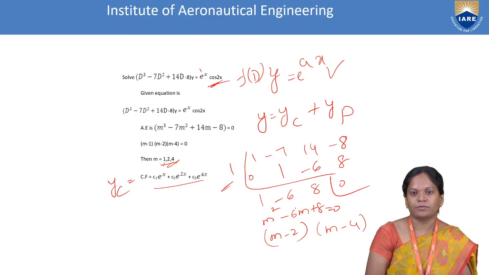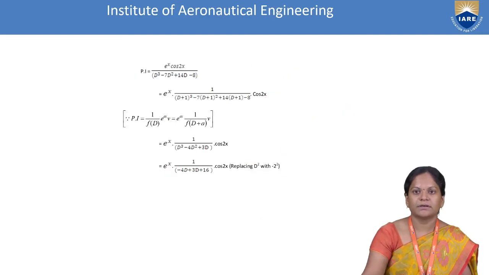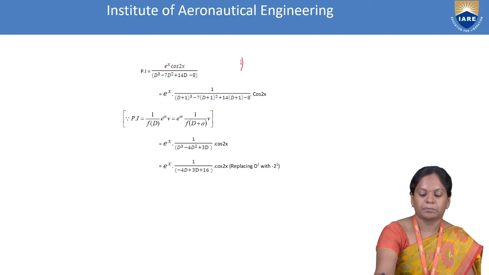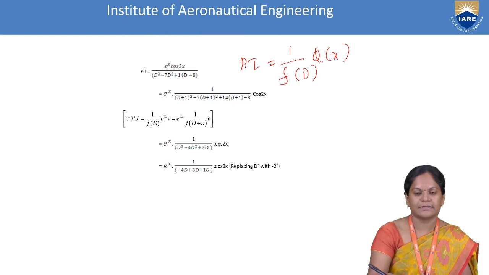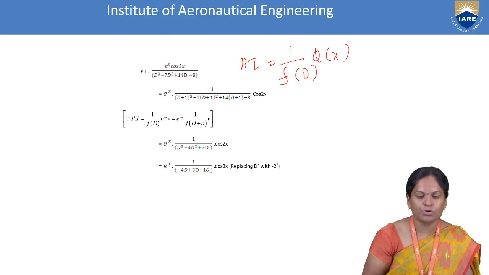And next we have to find the particular integral. What is a particular integral? Based on q of x, we'll find the particular integral. What is q of x here? E power x into cos 2x. The formula of particular integral is particular integral equal to 1 by f of d into q of x. For any method, already we have discussed the particular integral is 1 by f of d into q of x.